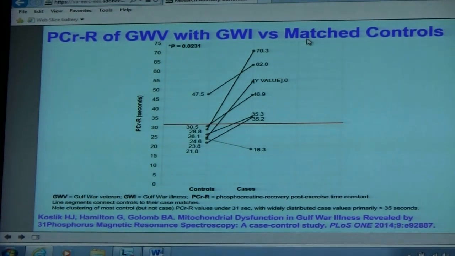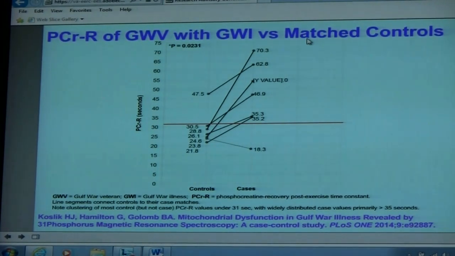And so this involves 7 veterans with Gulf War illness defined by Kansas and CDC criteria on the right, with 1-to-1 age, sex, and ethnicity matched controls on the left. And what we see is not only is it the case that the phosphocreatine recovery time constant is prolonged in Gulf War veterans compared to their respective controls in all but one case, but that in all but one of the controls on the left, this phosphocreatine recovery time constant is under 31 seconds, whereas in all but one of the cases on the right, it is over 35 seconds and as high as 70.